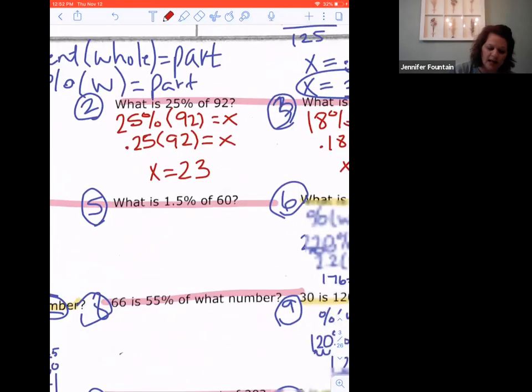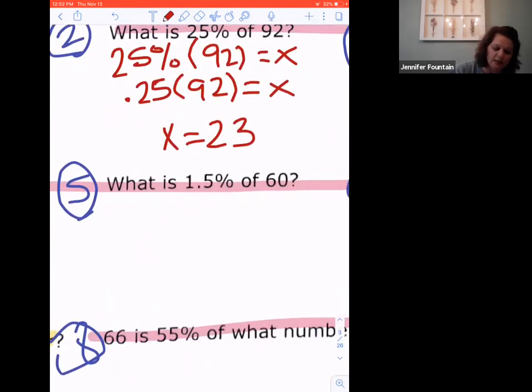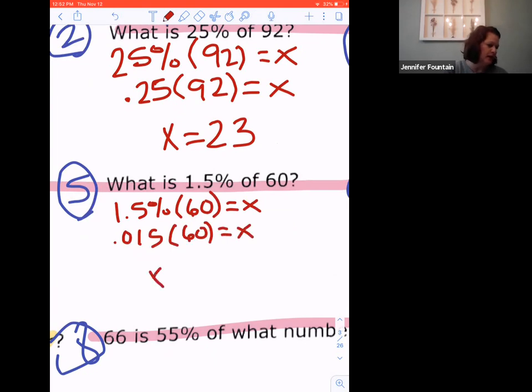What is 1.5% of 60? 1.5% times 60 equals x. So 0.015 times 60 equals x. And we find that x is equal to 0.9.